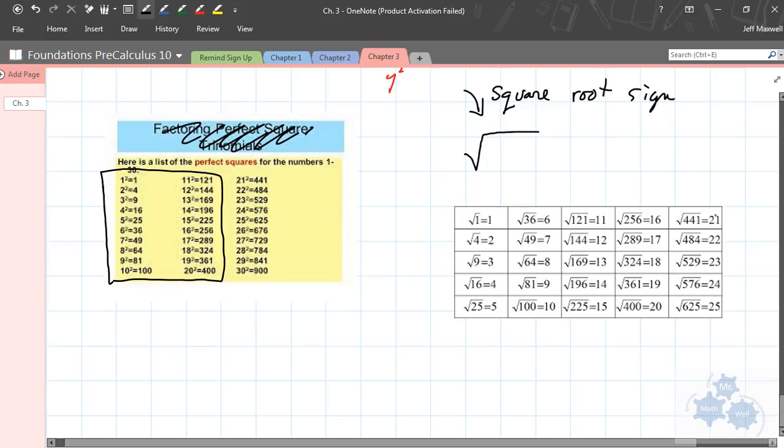Square root sign. And so whatever number we have underneath here, it means what is the root of that, the square that would have this area. So for example, 64, okay? The square root of 64 would be, if this was the square area, what is the side length? And of course that is 8, right? And you see that right here.